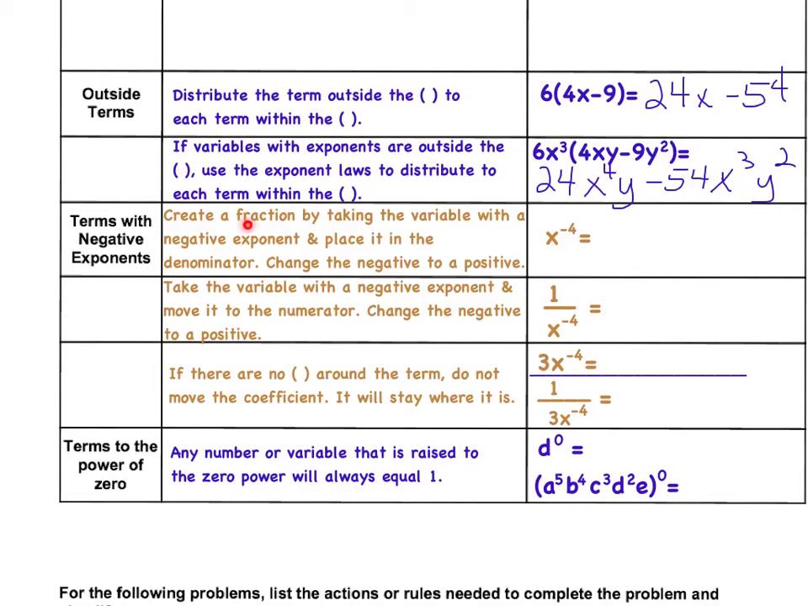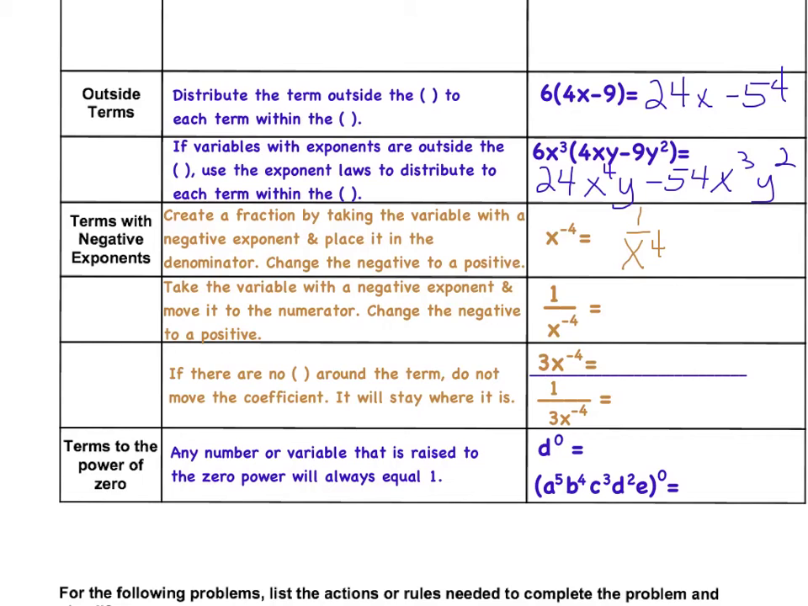First, we're going to create a fraction by taking the variable with the negative exponent, and we're going to place it in the denominator. So that's going to look like this. I'm going to create a fraction, and I'm going to place the x to the negative 4 in the denominator. But when I do this, I'm going to change that negative 4 to a positive 4. So it should look like that. Now you're going to say, what about the numerator? There's nothing in the numerator. We place a 1 in the numerator if there's nothing already there.